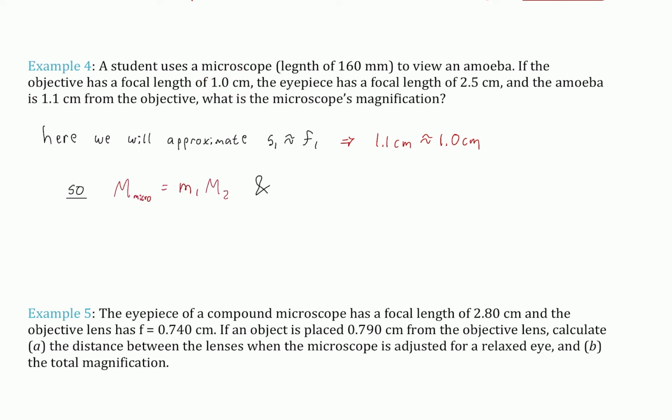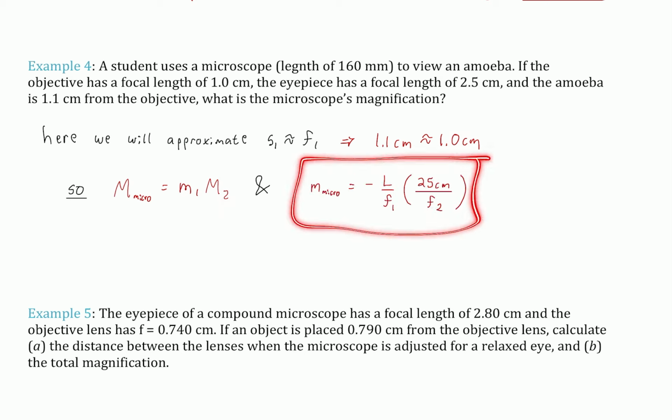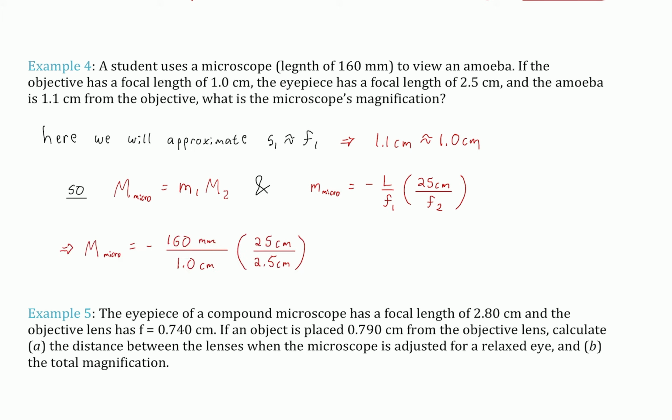So the total magnification of the microscope is the product of the magnification of the objective and the eyepiece. Of course, we're going to write it this way using all of our approximations, and then we'll just plug in our values. We know the focal length of the objective is 1 centimeter. We know the focal length of the eyepiece is 2.5.